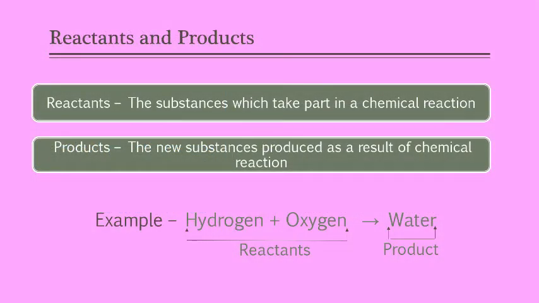We will now discuss reactants and products of a chemical reaction. The substances which take part in a chemical reaction are called reactants. It is written on the left side of the reaction, and the substances formed in a chemical reaction are called products. It is written on the right side of the reaction. For example, when hydrogen and oxygen combine, they form water. In this reaction, hydrogen and oxygen are reactants and water is product.